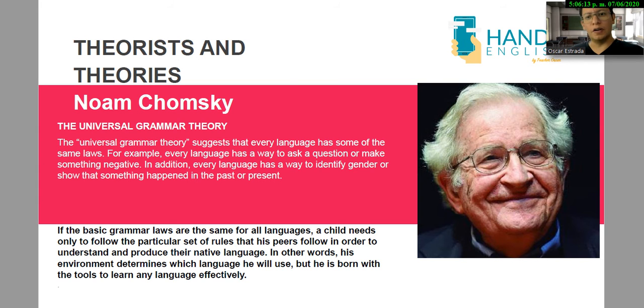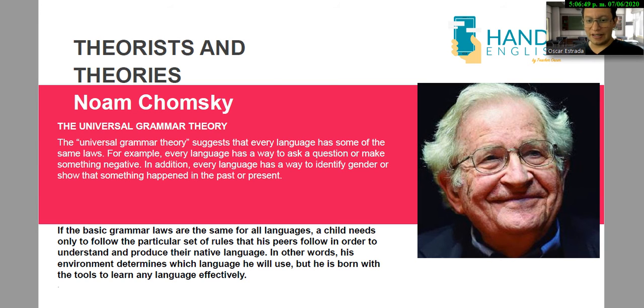Now, there are theorists and theories. Let us start with Noam Chomsky, about whom, by the way, I made a video on this specific theory, the universal grammar, that you can check on the channel. The universal grammar theory basically suggests that all human beings are born with the innate ability to produce the language with the proper grammar or with the correct grammar structures, depending on the place where they are born and the environment and all the natural things that need to happen for us to start speaking.